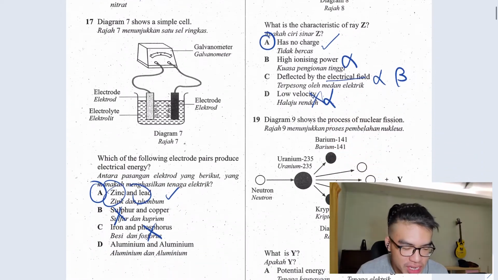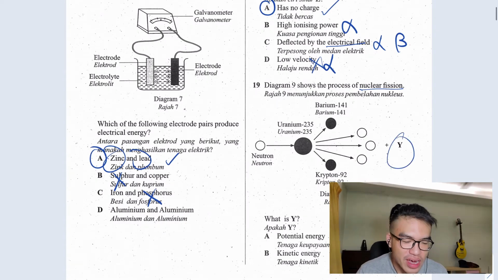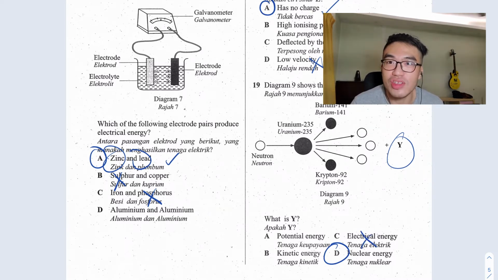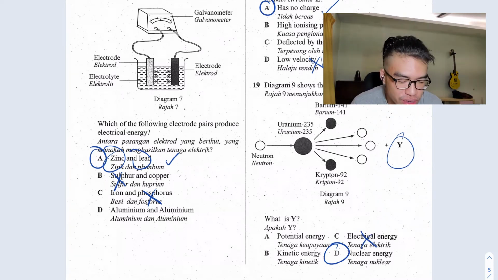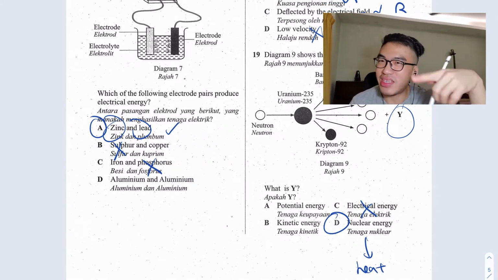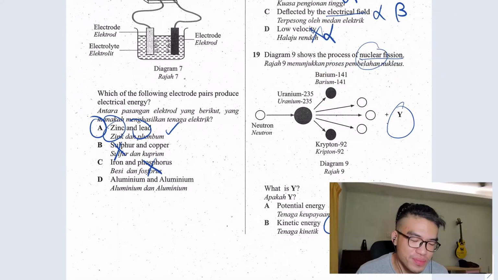Moving on, question 19. This is a nuclear fission. This is what takes place in a nuclear reactor. Why here? As you know, this is a nuclear energy. Please do not say this is an electrical energy. Why? Because we use nuclear energy to change this into heat energy, and when heat energy turns the turbine, we will get electrical energy.